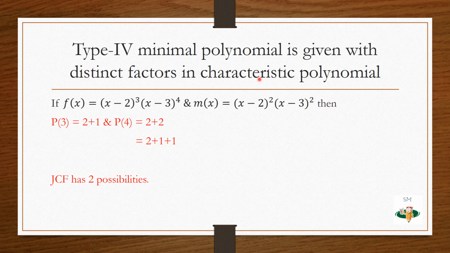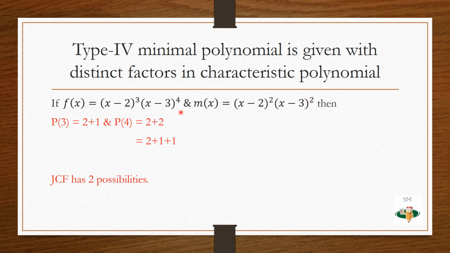Type 4: the minimal polynomial is given with the distinct factors. So they give the minimal polynomial, and the characteristic polynomial will have distinct factors. Then what do we have to do? Here see, x minus 2 whole power 3 and x minus 3 whole power 4. So here we have two distinct factors and m of x also has the distinct factors. But we need to give importance to the power of the factors. In the minimal polynomial, here the power is 2, here also the factor contains the power 2.